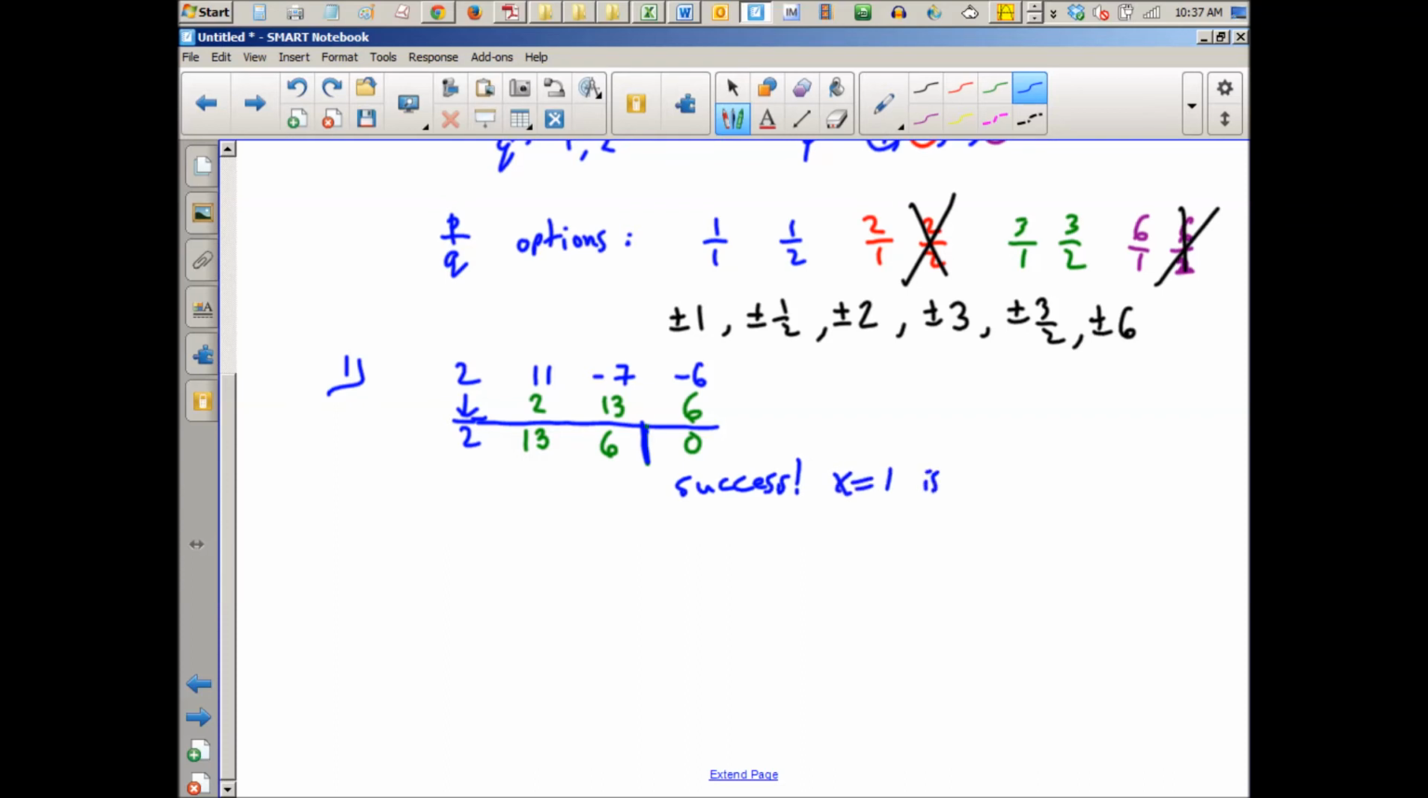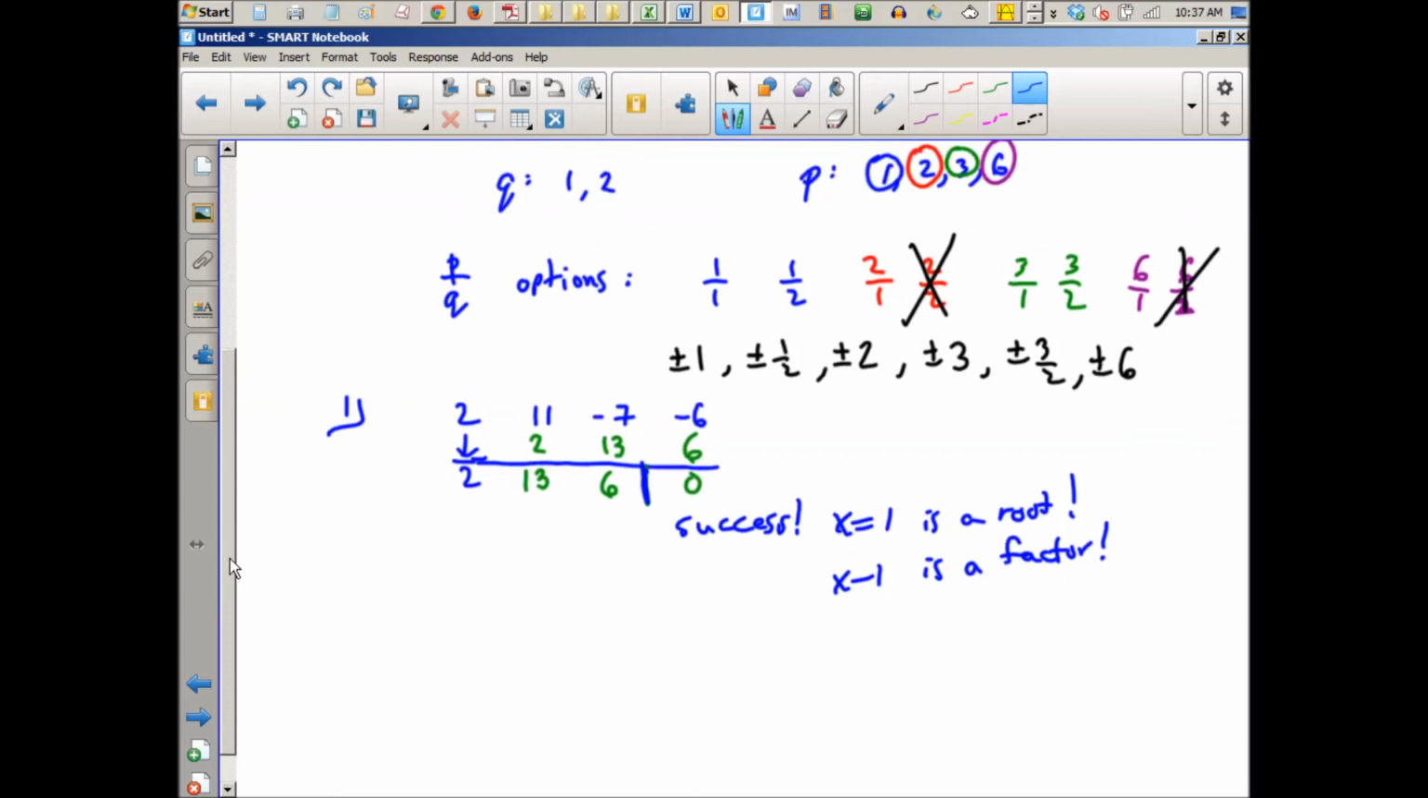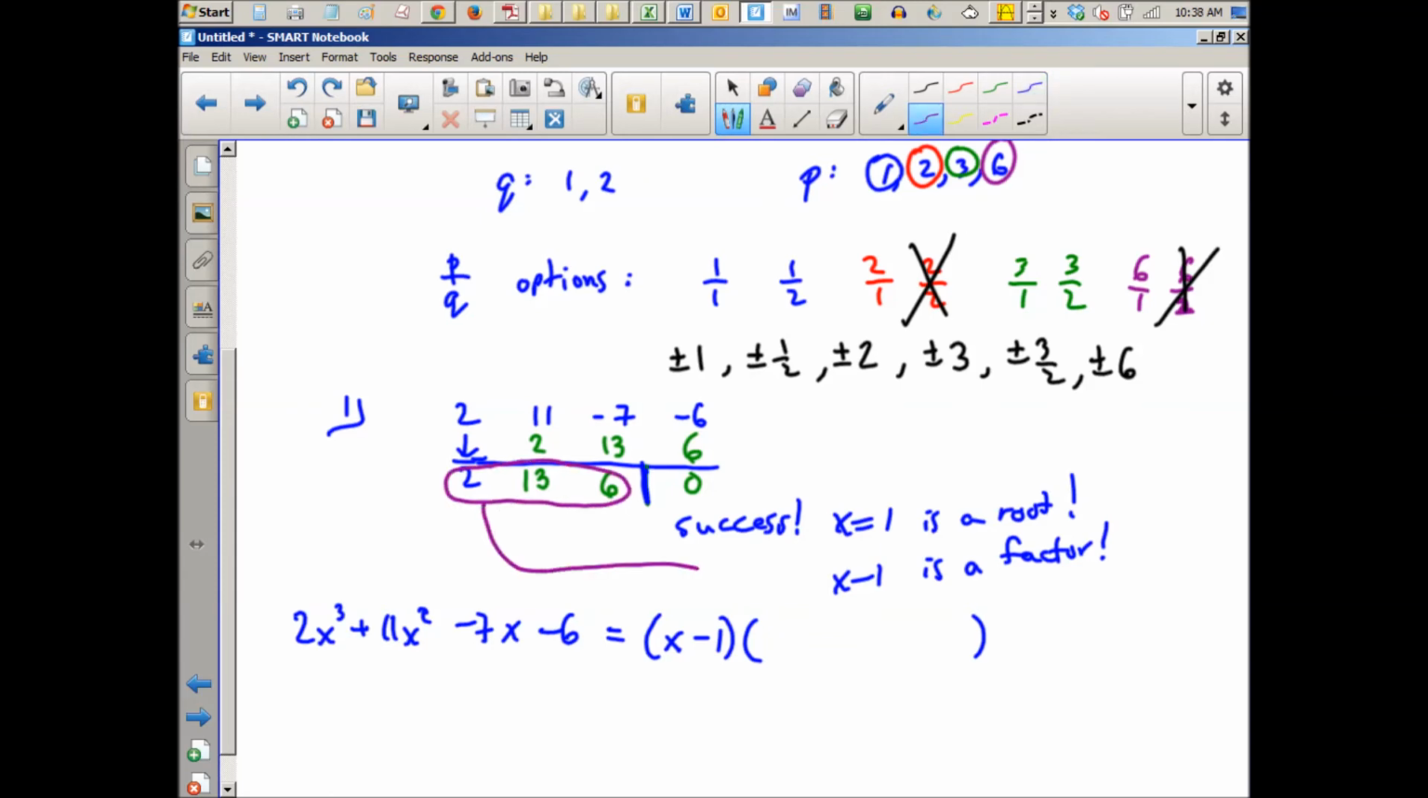x equals 1 is a root, and x minus 1 is a factor. Good news. Okay, so what does this all mean? This means that original polynomial, 2x cubed plus 11x squared minus 7x minus 6, that thing was ugly, but we're starting to get it broken down now. We now know that this can factor into x minus 1 times something. Good news. And that something is just sitting right here. That something is 2x squared plus 13x plus 6.